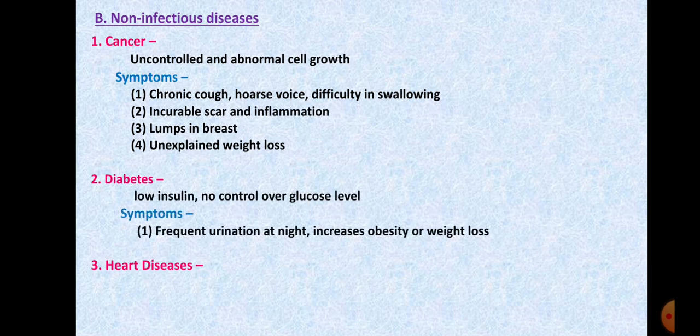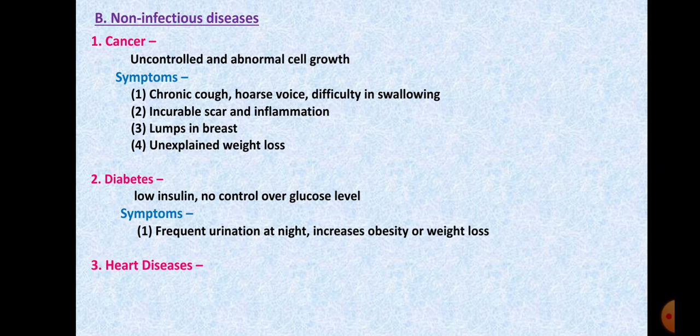The second one is diabetes. Diabetes is a disease which has become very, very common nowadays. Now, the hormone insulin is there in our body, which is produced in the pancreas. And this insulin controls the level of sugar, that is glucose, in our blood. In diabetes, the secretion of insulin is very less, and thus the glucose or sugar level in our blood increases, and thus the disease is called diabetes.